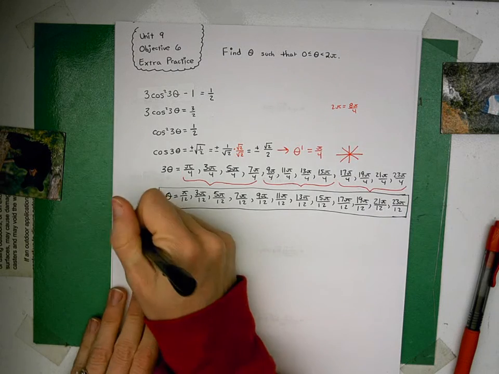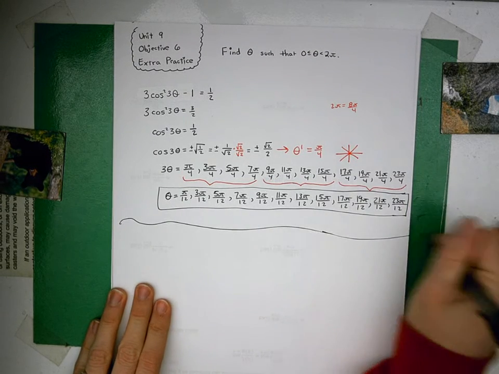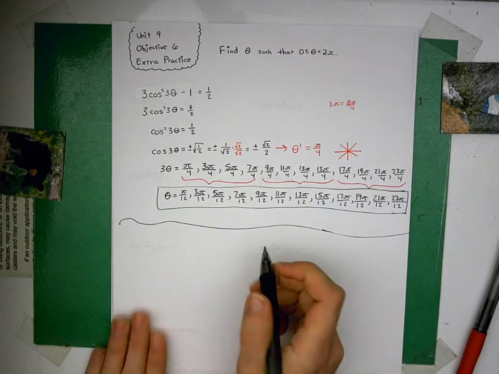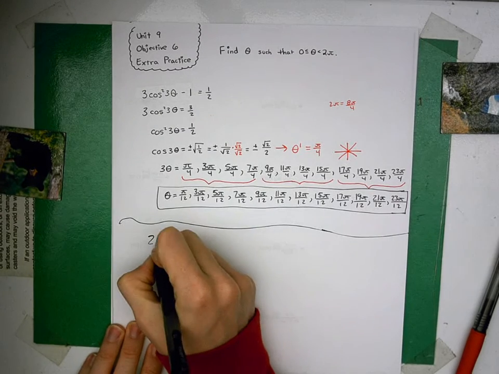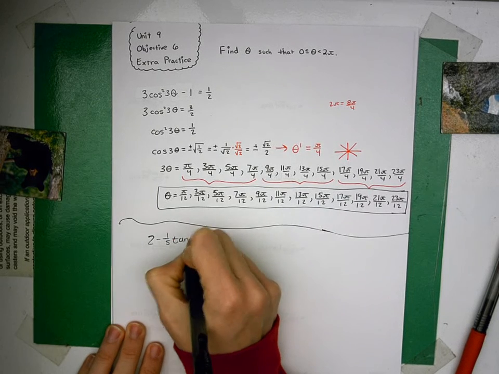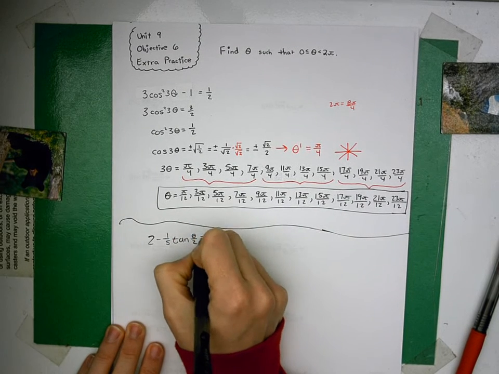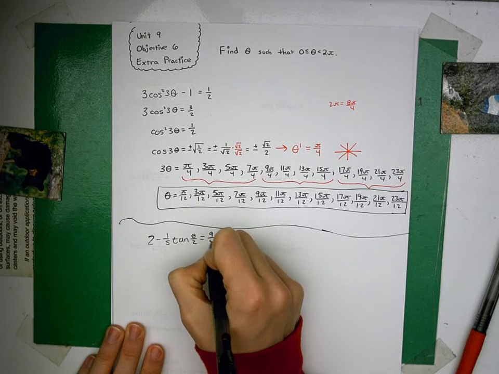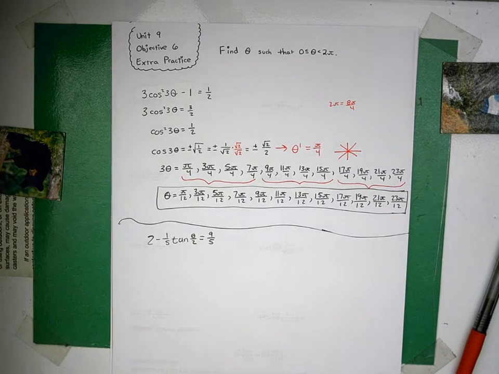Okay, next up, we have 2 minus 1/5 tangent of theta over 2 equals 9/5. Okay, go ahead and pause the video, restart it when you're ready.